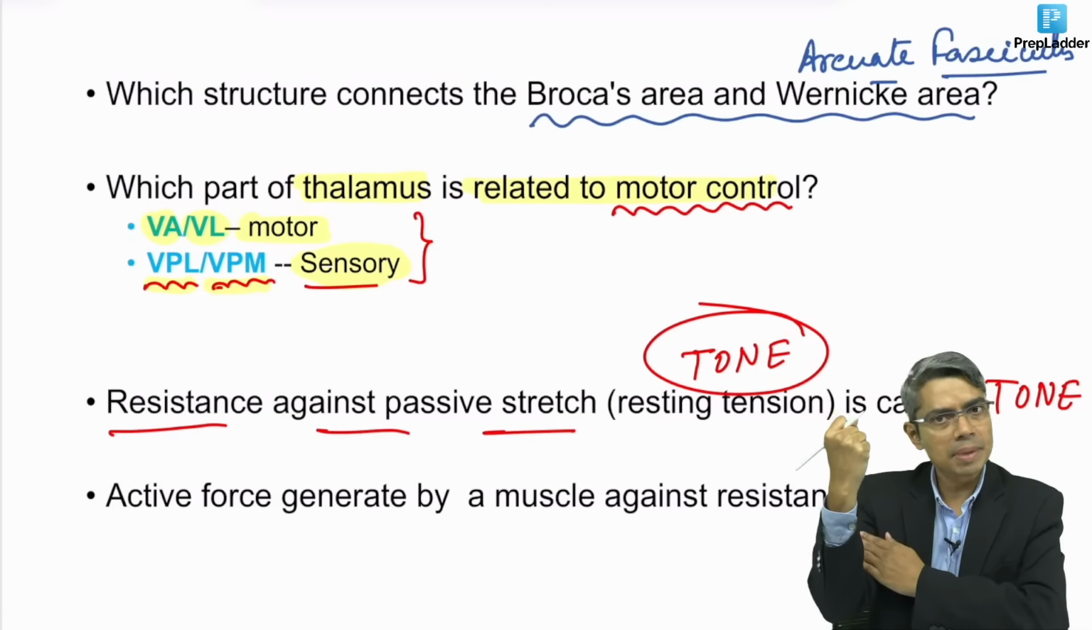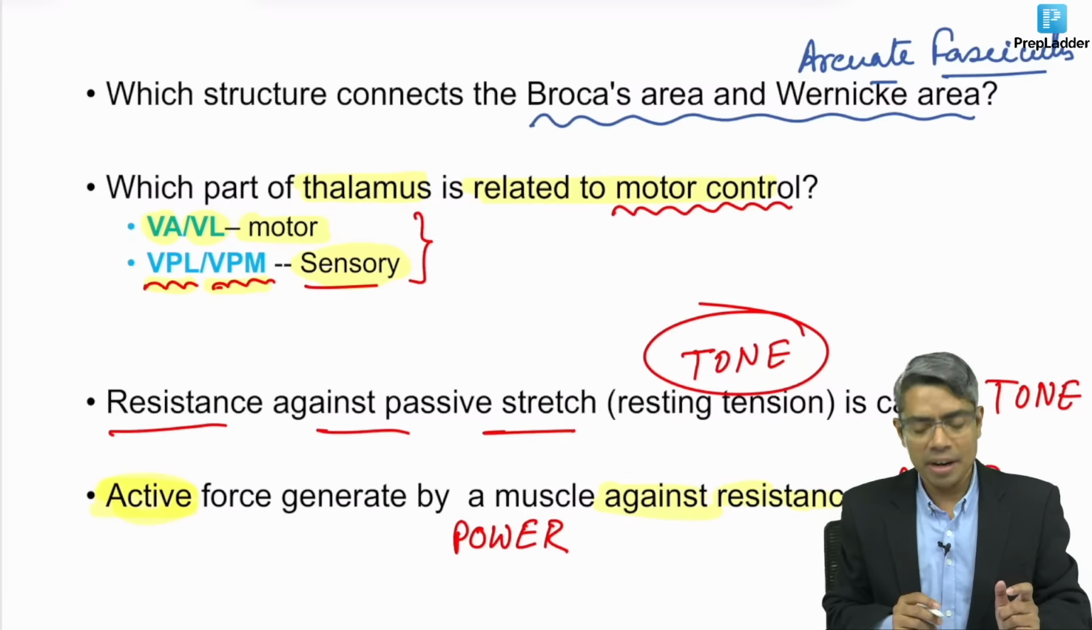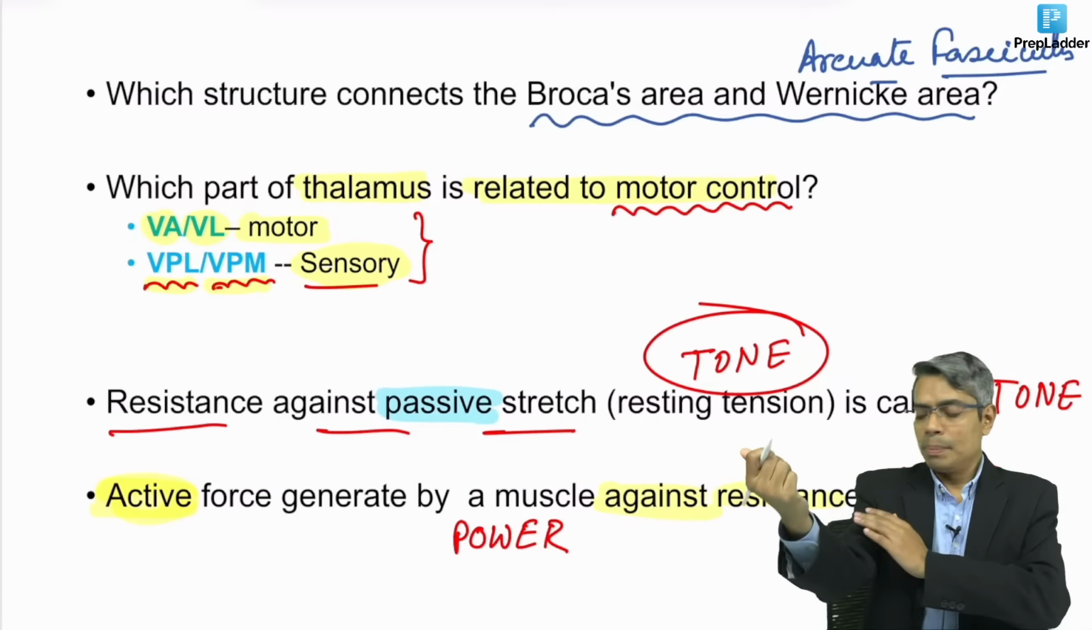If the question is asking specifically about the active force generated by the muscle against resistance, okay, so you are giving some resistance like this and I am contracting the muscle against that resistance, the muscle is contracting actively and producing some strength. What is the name of that strength? That strength is known as the muscle power.